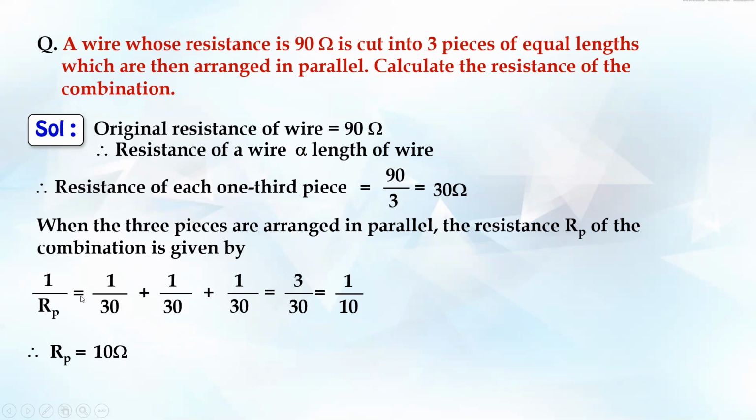You already know the rest. That is 1 upon RP is the summation of 1 upon R1, 1 upon R2, 1 upon R3. So the denominator is the same: 3 upon 30, that is 1 upon 10. Taking the reciprocal, RP comes to 10 ohms. That's how it is done. So the only thing is the second and the third step, the rest is easy. We'll move on to the next sum.